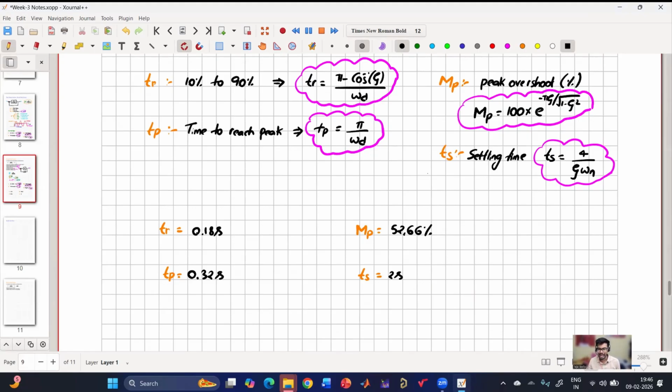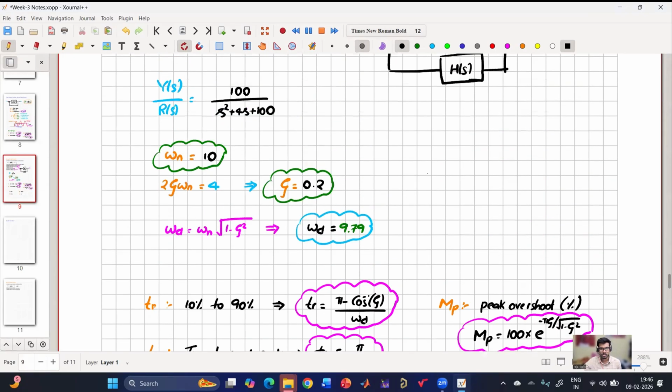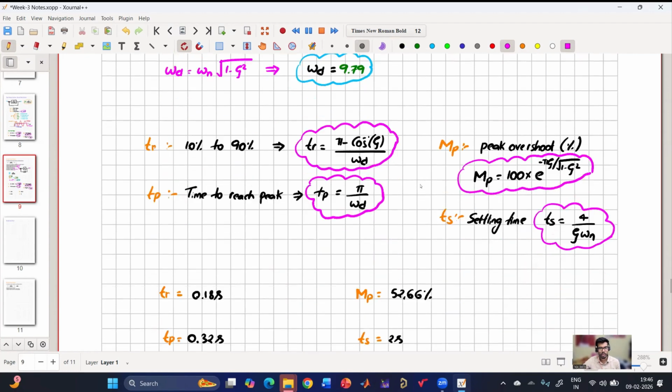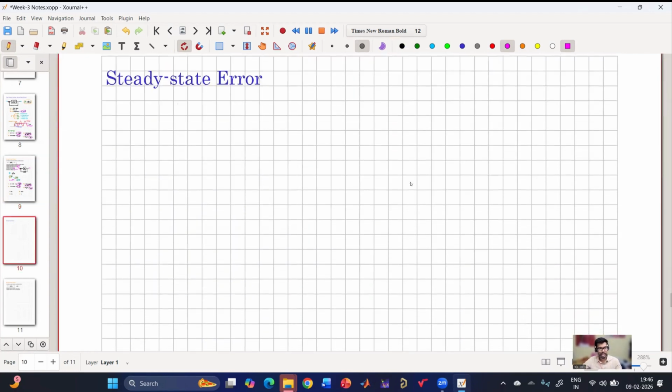Yeah, so these are just the calculations that you can do. You just have to be careful with the calculations. But I think the concept is clear, 0.18 seconds. So if the concept is clear, I'll move to the last topic of today, which is the steady state error.